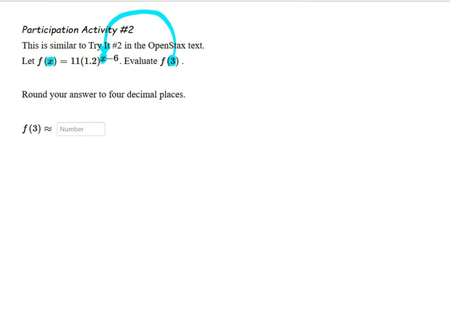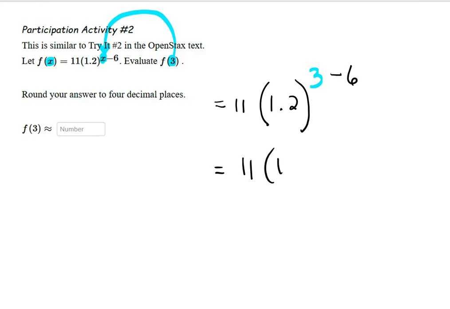So f of 3 is going to equal 11 times 1.2 raised to the 3 minus 6. And 3 minus 6, that's a negative 3. And at this point, grab your calculator. I don't know what kind of calculator you have, but you definitely want to have a scientific one that will do exponents.